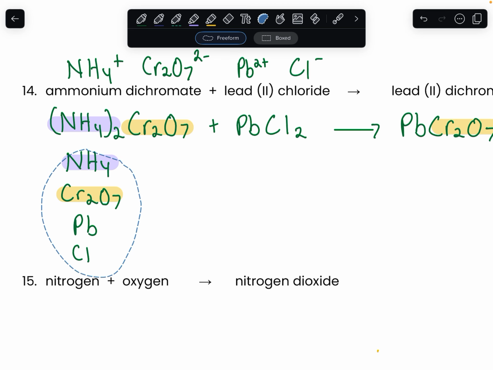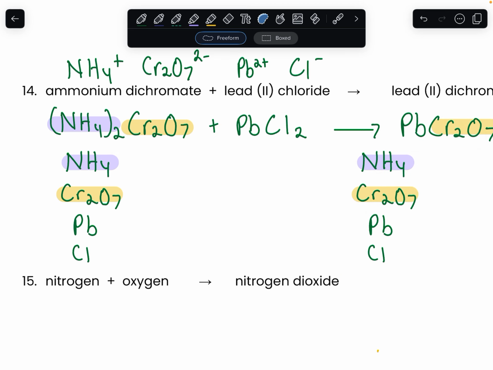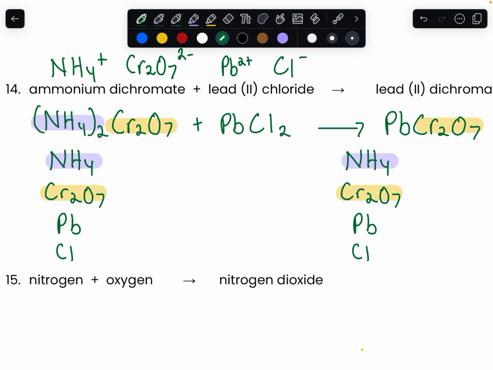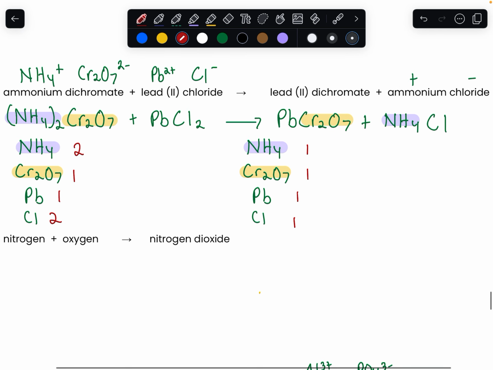Okay, so over here we're going to put that on the product side, and now we're going to start our inventory. Right now we have 2 NH4s, 1 dichromate, 1 lead, and 2 chlorines. Now on the right side, we just happen to have 1 of everything. So if I evaluate where I'm at, my ammonium's out of balance, my dichromate's out of balance, and my chlorine's out of balance.